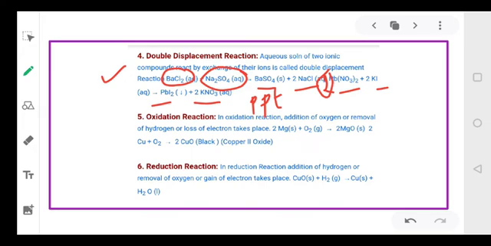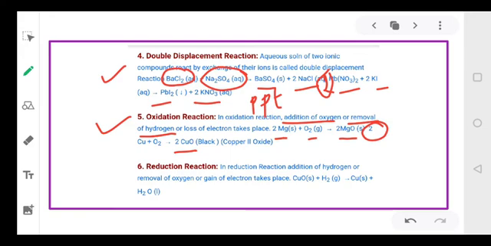Okay everyone? Now next reaction is the oxidation reaction. Oxidation means addition of oxygen and removal of hydrogen. So what is oxidation reaction? Addition of oxygen, removal of hydrogen, and our example is Mg plus O2 gives MgO. The second example, Cu plus O2 will give you CuO, that is copper oxide.